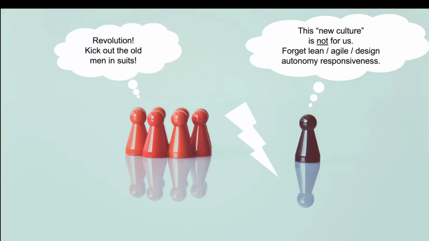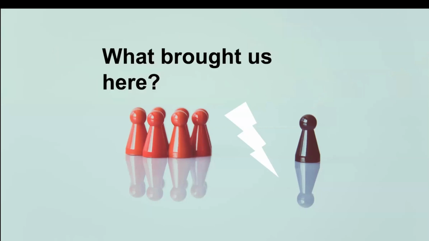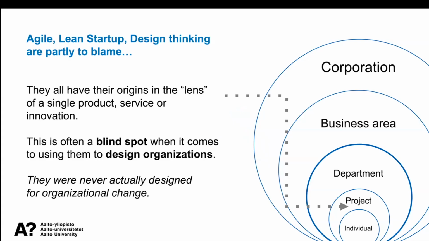And that's kind of where we get this. I had been having, at least for a decade, this kind of, I would say, speaking different languages. There is still this thing, we need a revolution. Let's kick out the old men in suits, which might have a good point in it. But then again, the boss is going like, oh, this new culture, that's not really for us. I will not look into this lean, agile design, autonomy, responsiveness. These people have no idea how to run a multinational corporation, for example. My point is, what brought us here? Why is there definitely this polarization and separation of two different perspectives?